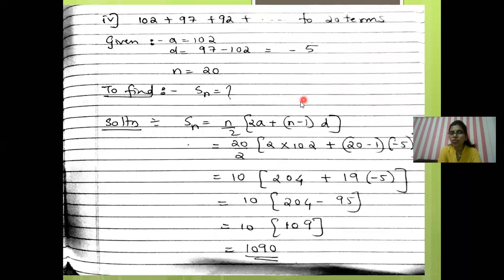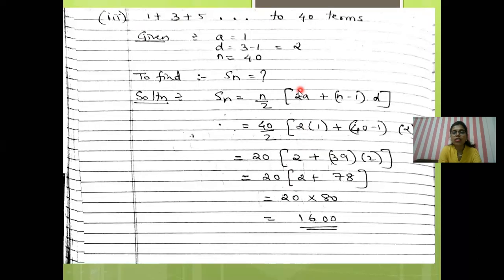Substitute all the values as you know the value of a. Substitute the value of a as 1. Substitute the value of n as 40 minus 1 and the value of d as 2. So now 40 upon 2 is 20. Then 2, and 40 minus 1 is 39 into 2. So 39 into 2 is 78.